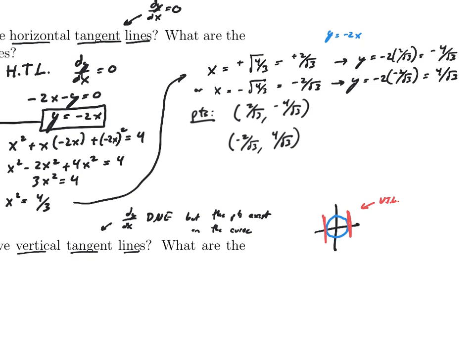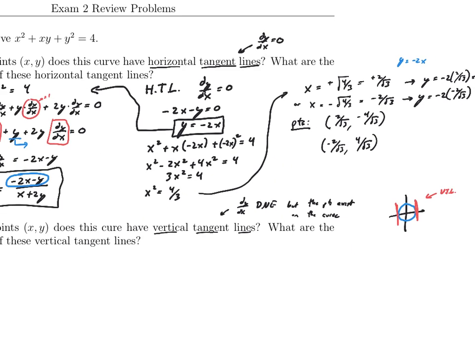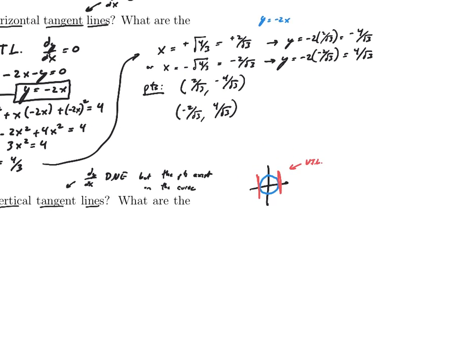Now the equations of the lines are actually really easy. Let's see what I asked you. What are the equations of the horizontal tangent lines? Well, the equations are just y is equal to negative 4 over square root of 3, and y is equal to 4 over square root of 3. As a hint, it's just a straight line. Recall, the slopes are 0.